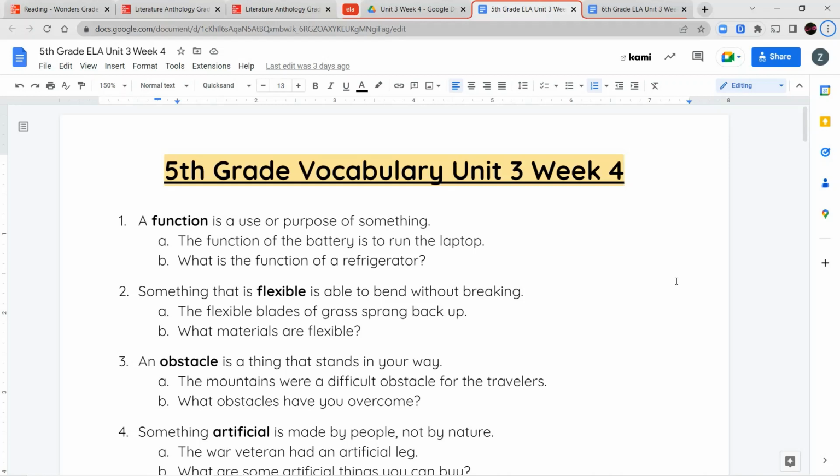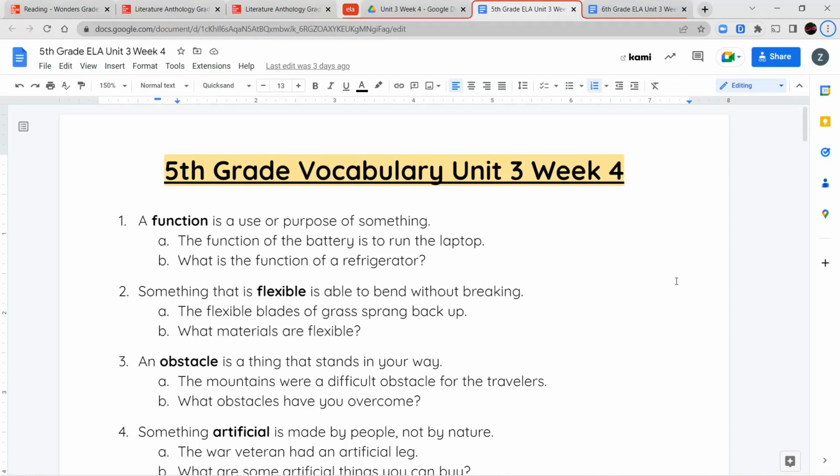Our first word is the word function. A function is a use or a purpose for something. So the function of the battery is to run the laptop. Or you might have the function of a steering wheel is to help change the direction of the car.